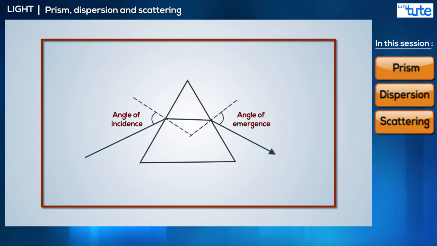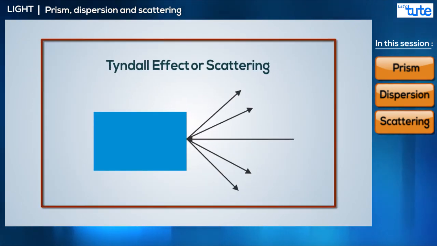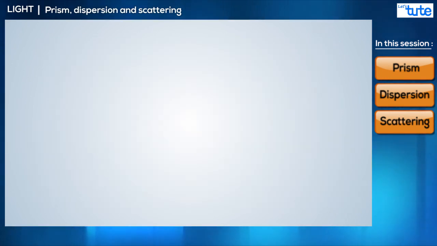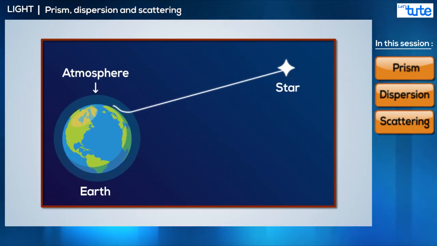We learned about what a prism is. We learned what dispersion is. We learned what scattering is. We learned how refraction in the atmosphere gives us delayed sunsets and twinkling stars. Hopefully you have enjoyed this video and learned something new.